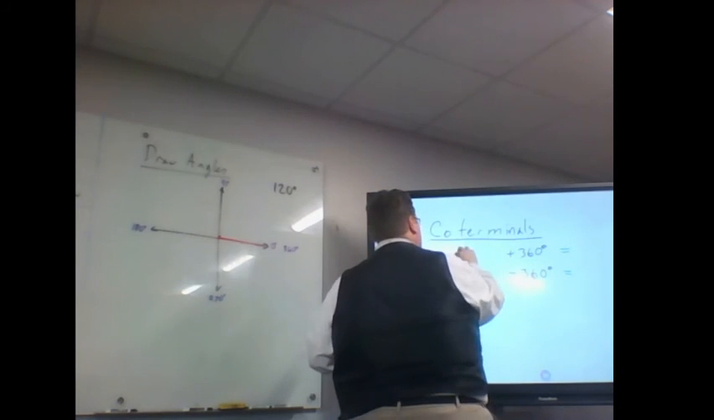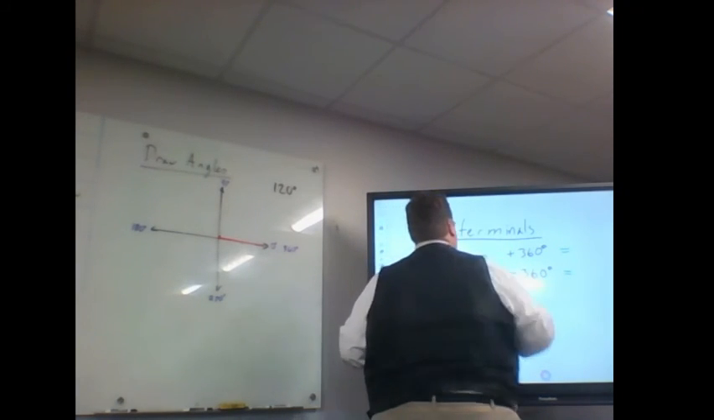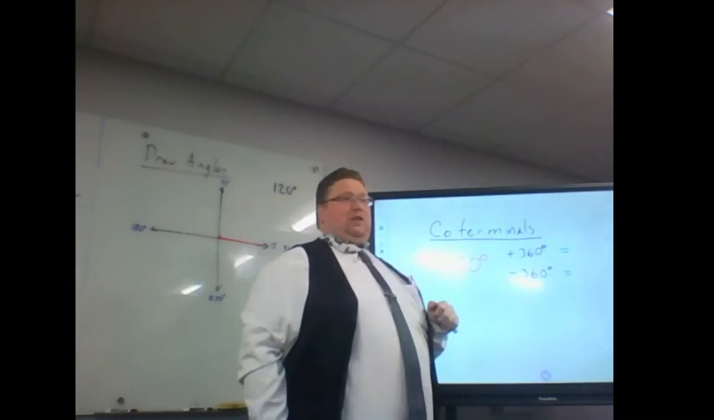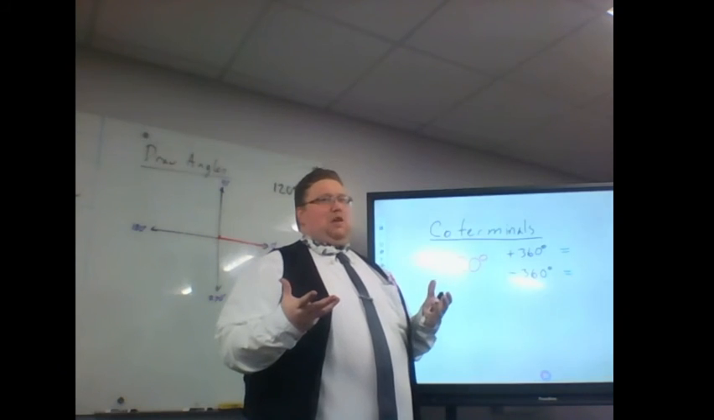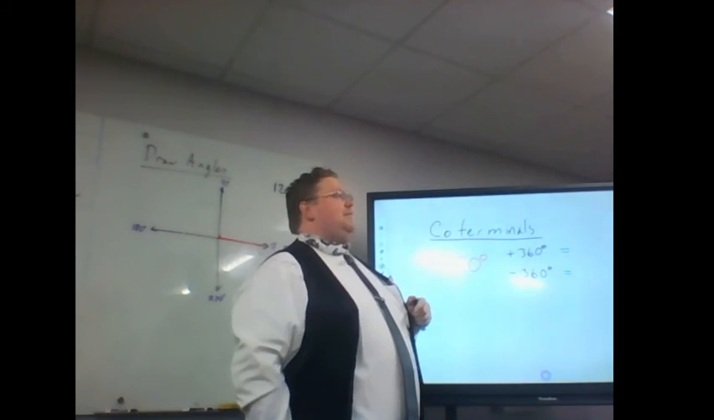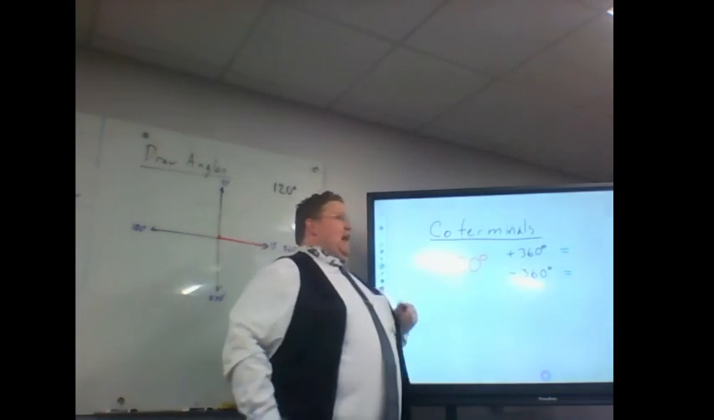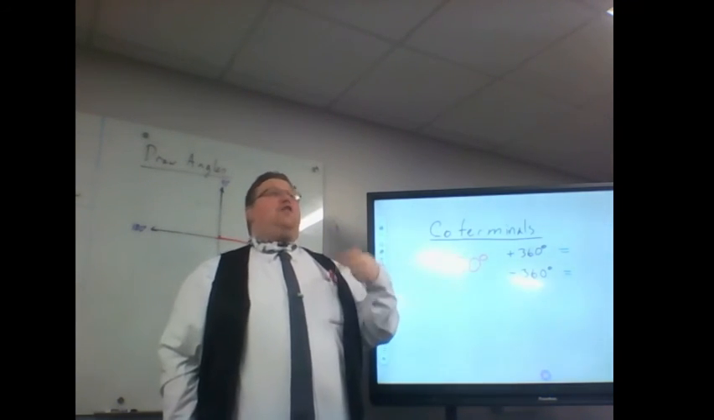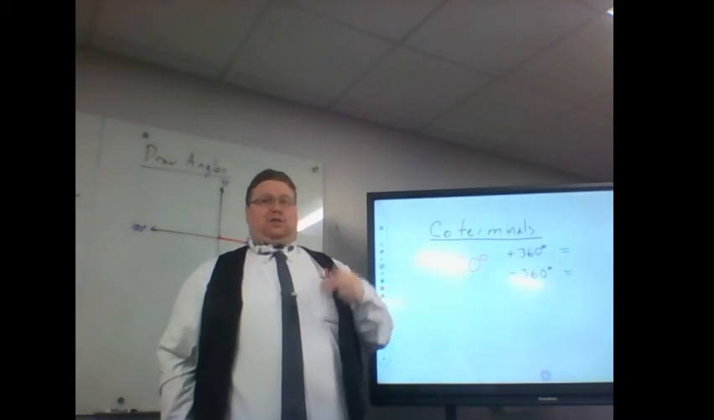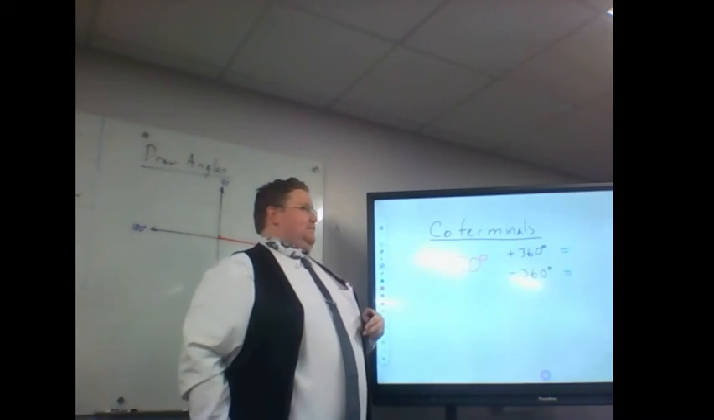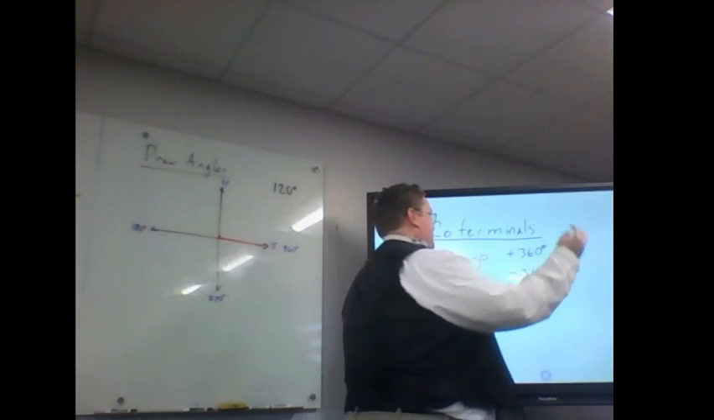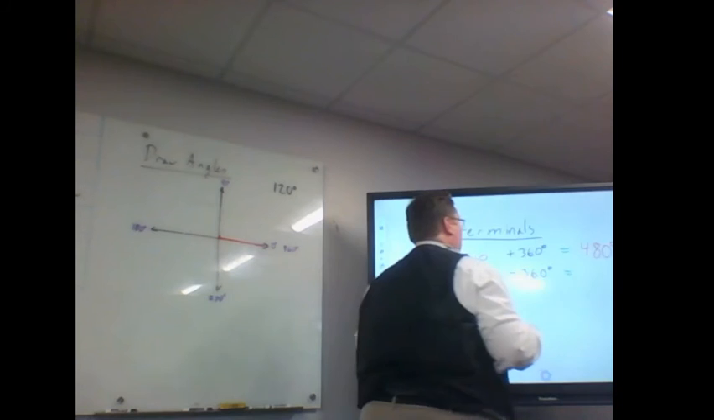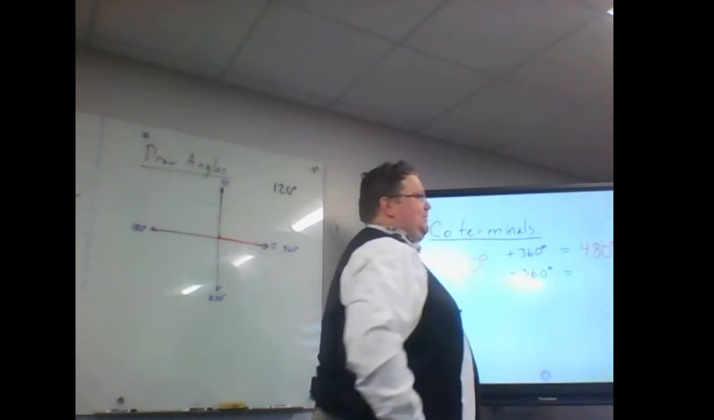So the number we have now is 120 degrees. I can add 360 to get to a new coterminal. I can subtract 360 to get to a new coterminal. Today, you're going to add and subtract 360 every time. And if I want to have two coterminals, I just add or subtract it again. So 120 plus 360 gives you 480. Then you take another 360 and add it, and that's how you get two of them.